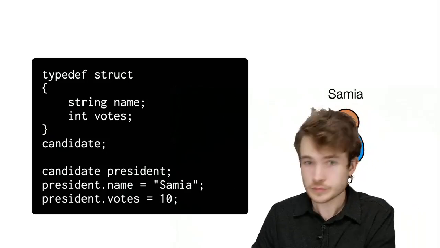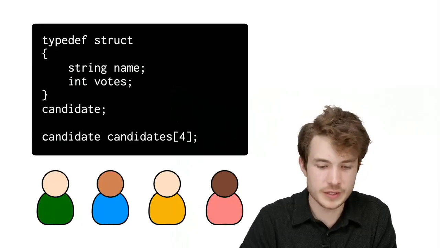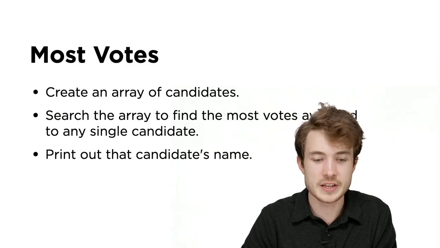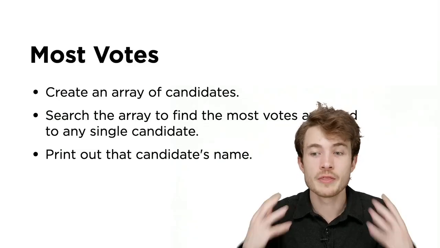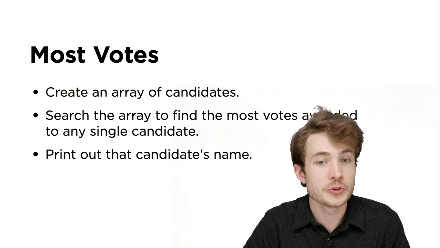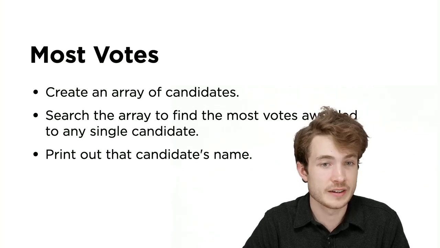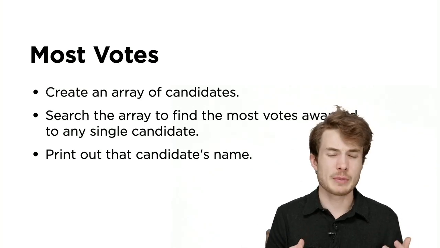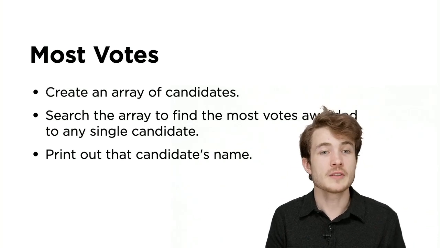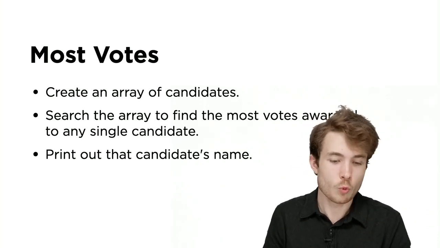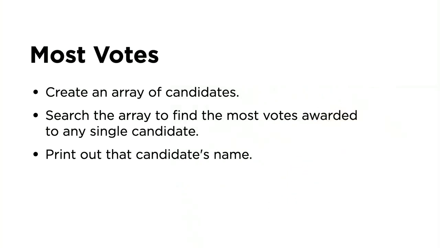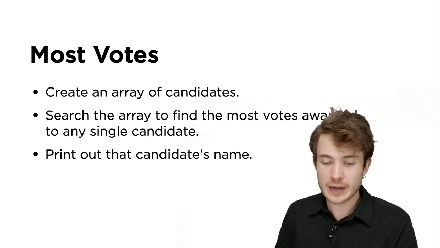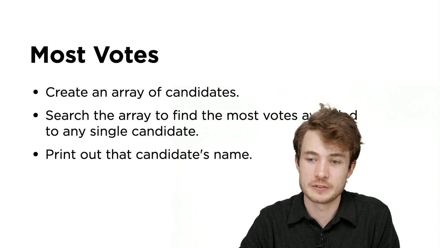Okay. So let's get some practice with this, and we'll have a task here, which is to find a candidate who's gotten the most votes. So what we'll do is first create an array of candidates, and we'll search the array, perhaps using linear search, to find the most votes awarded to any single candidate. And then, once we know that, we'll print out the candidate's name. And our goal here is to get some practice using the syntax of structs.